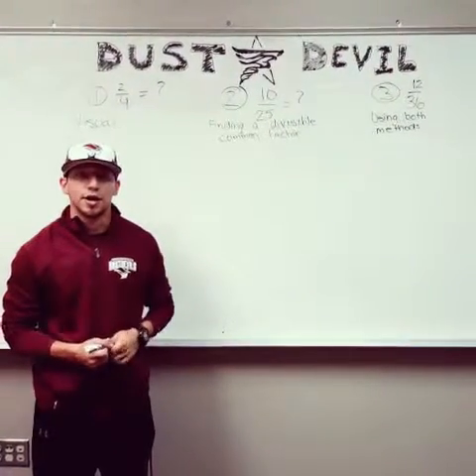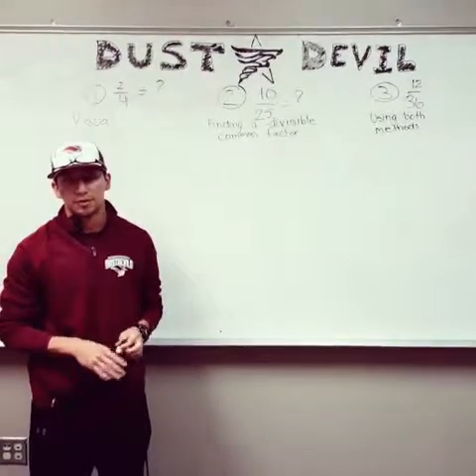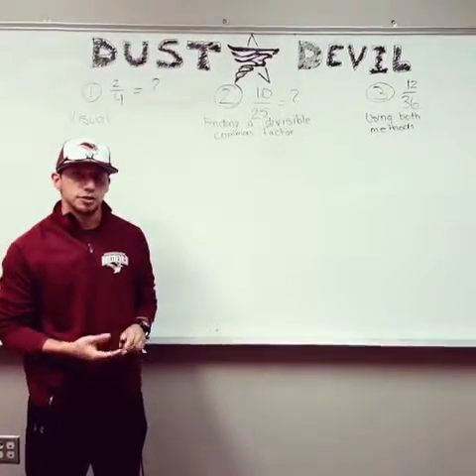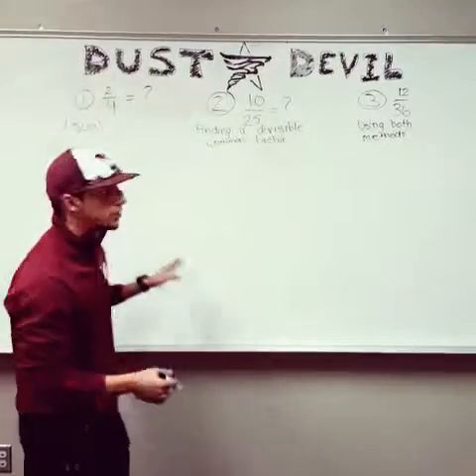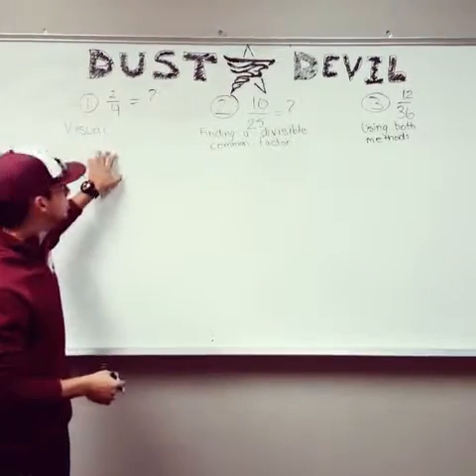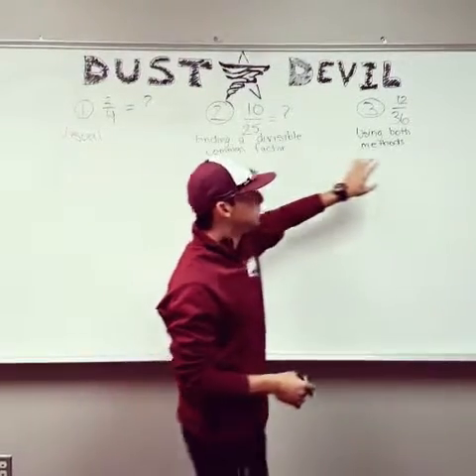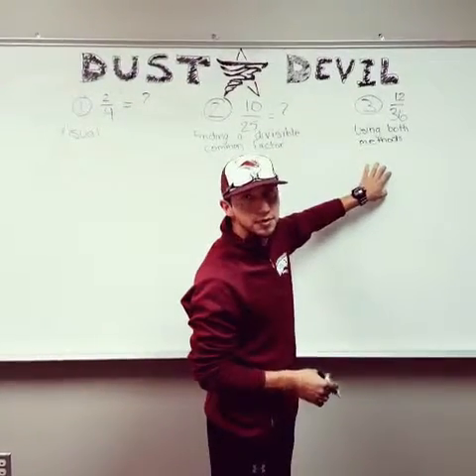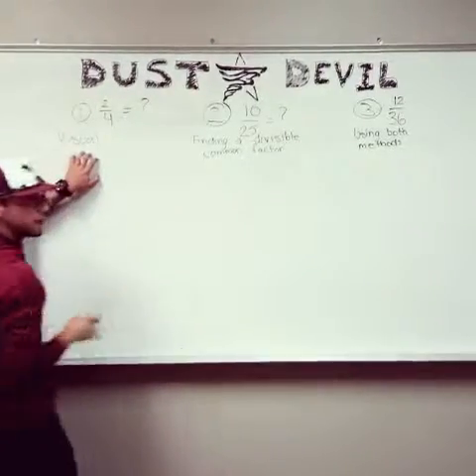Today we're going to be teaching you how to simplify fractions. As you already know, simplifying fractions is the next step after we break down how to get a fraction to begin with. We're going to go through three methods. The first method is the visual method. The second is finding the divisible common factor. And for the third problem, we're going to use both methods so you can see how we incorporate them. So, the first method is going to be visual.